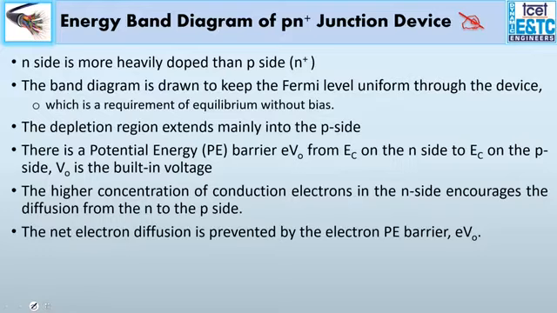So to get a high intensity output, you need a device with smaller dimensions, and that happens when you dope it heavily to form a PN junction barrier, which can be overcome by the forward current. Now, the higher concentration of conduction electrons on the N side encourages diffusion from the N to the P side, and the net electron diffusion is prevented by the barrier, right?